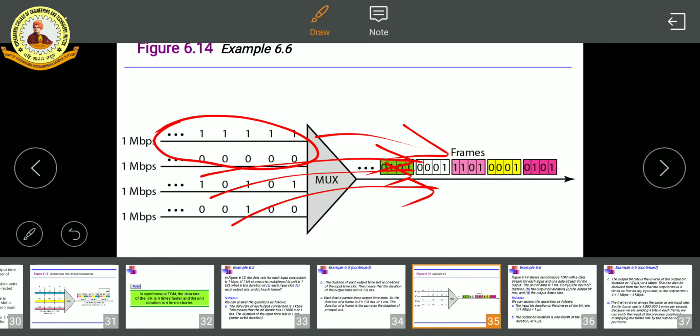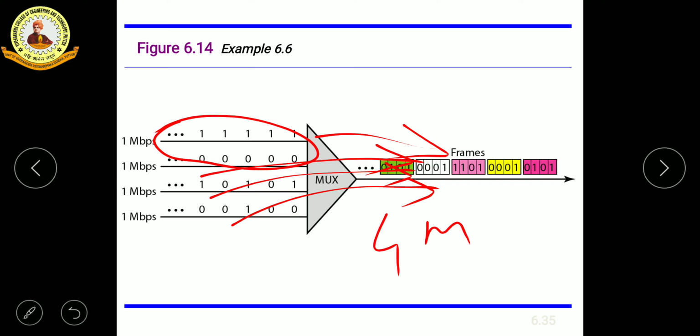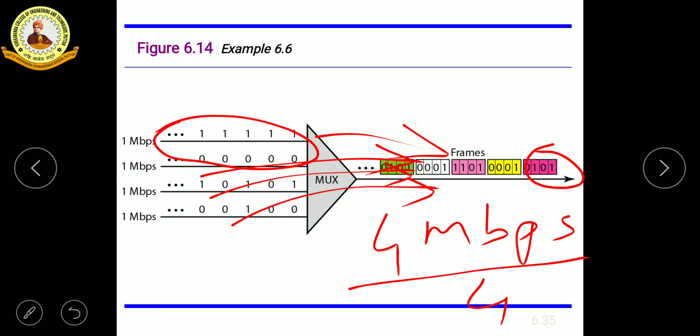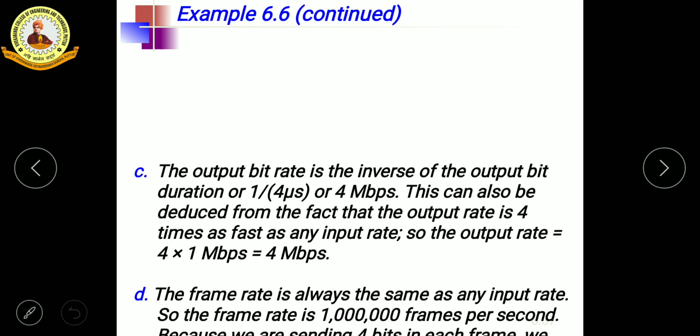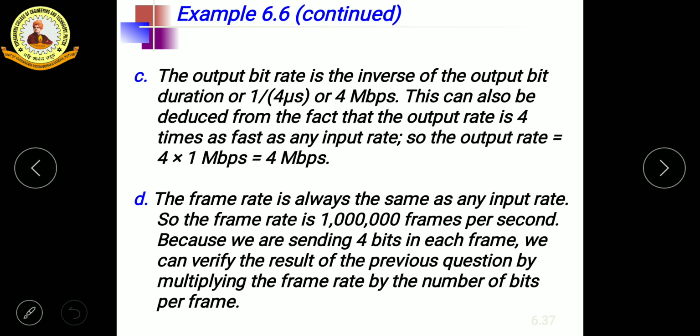So in total it is 4 Mbps, and each frame has 4 units of data, right? So 4 gets cancelled. So what is remaining? It is 10 lakh, or we call it 1 million frames per second. That is 1 mega frames per second. That is what we are getting. Have you understood? I think you have understood. If you have any doubts, please comment.